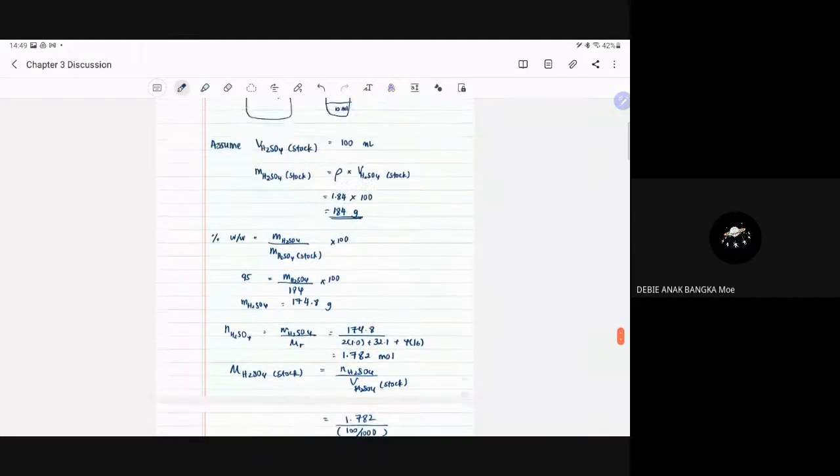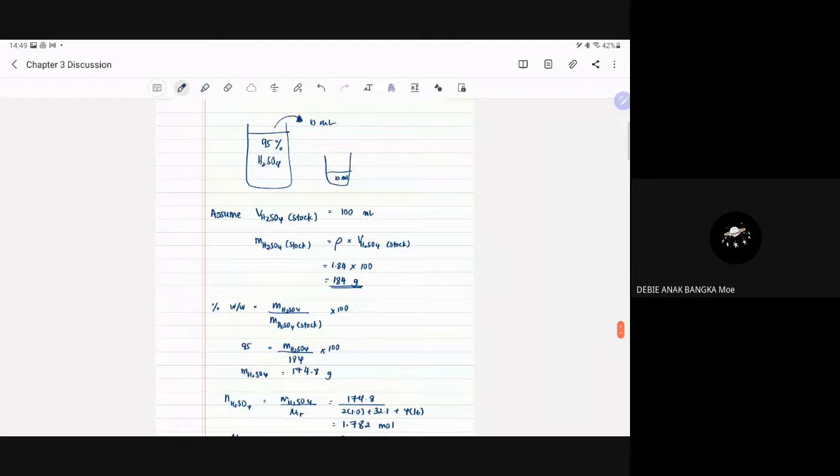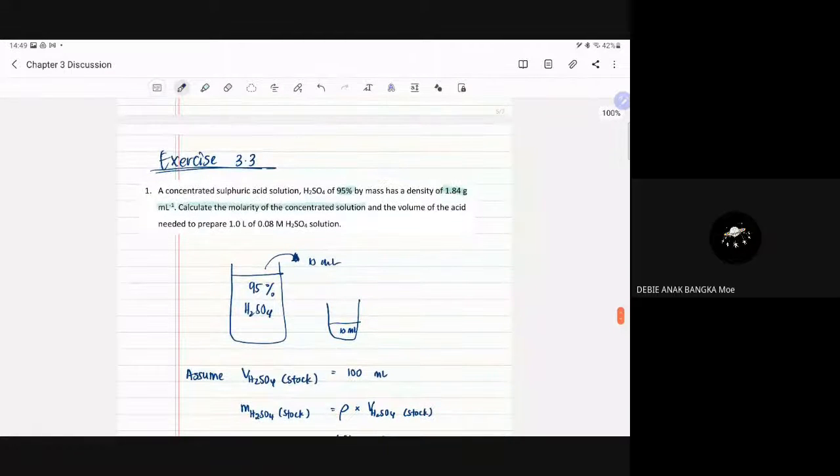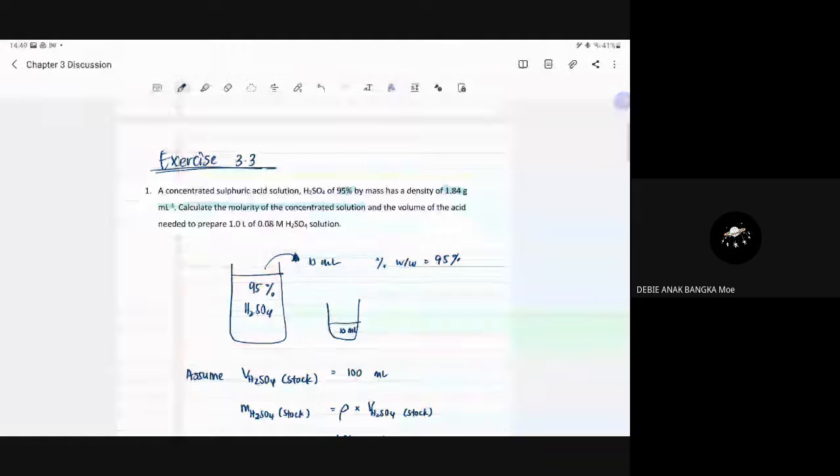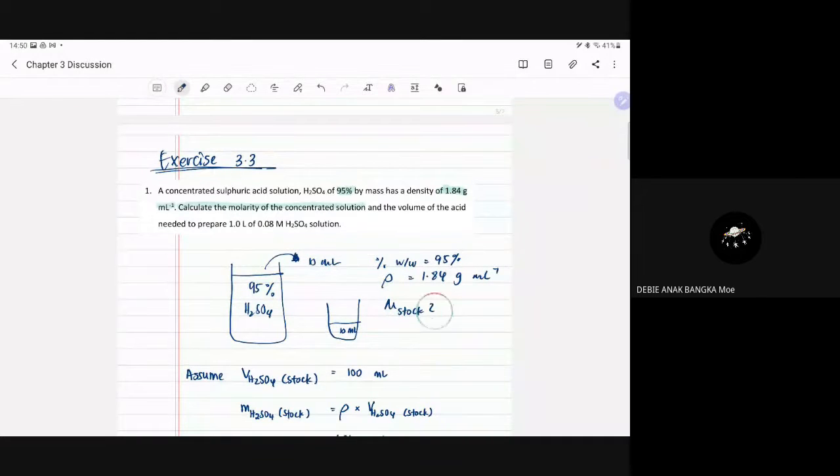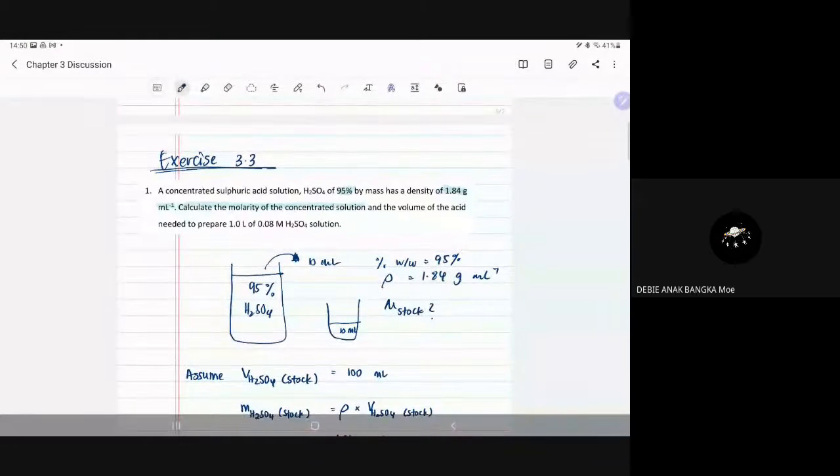Okay. Saya ulang lagi sekali. Okay. Cara pemikiran kamu sepatutnya bila kamu nampak soalan macam ni. Okay. Kalau kita tengok balik, dia bagi tahu banyak maklumat macam ni. List out apa yang dia bagi. Dia bagi tahu percentage by mass sama dengan 95%. Dia bagi tahu density sama dengan 1.84 grams per ml. Molarity stock dia suruh cari.